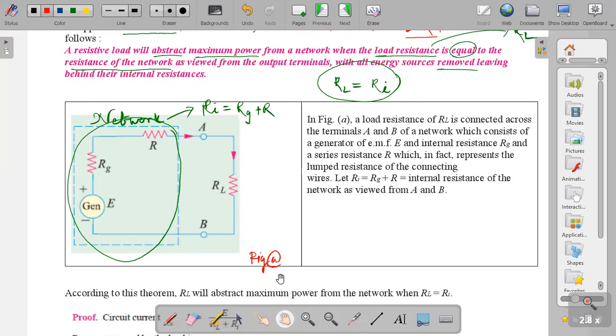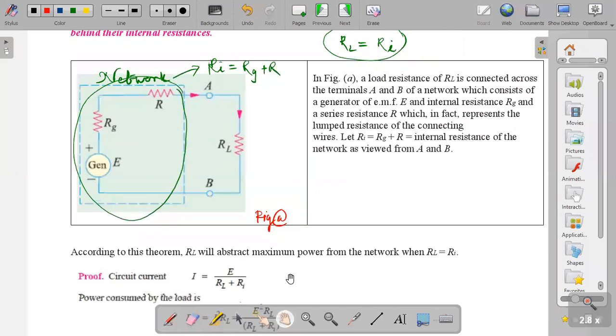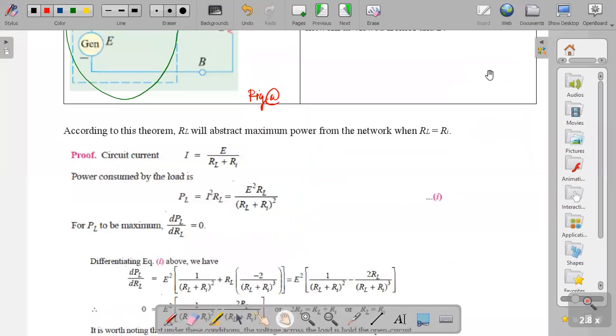Now see the next point. According to the theorem, RL will extract, that means take, maximum power from the network when RL equals Ri. Understood, dear student, up to this level?